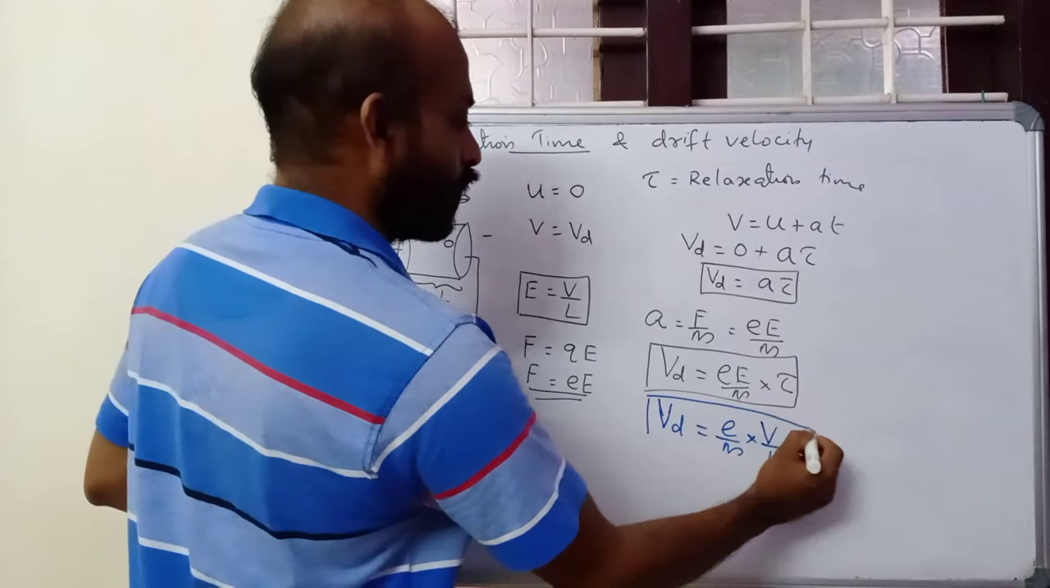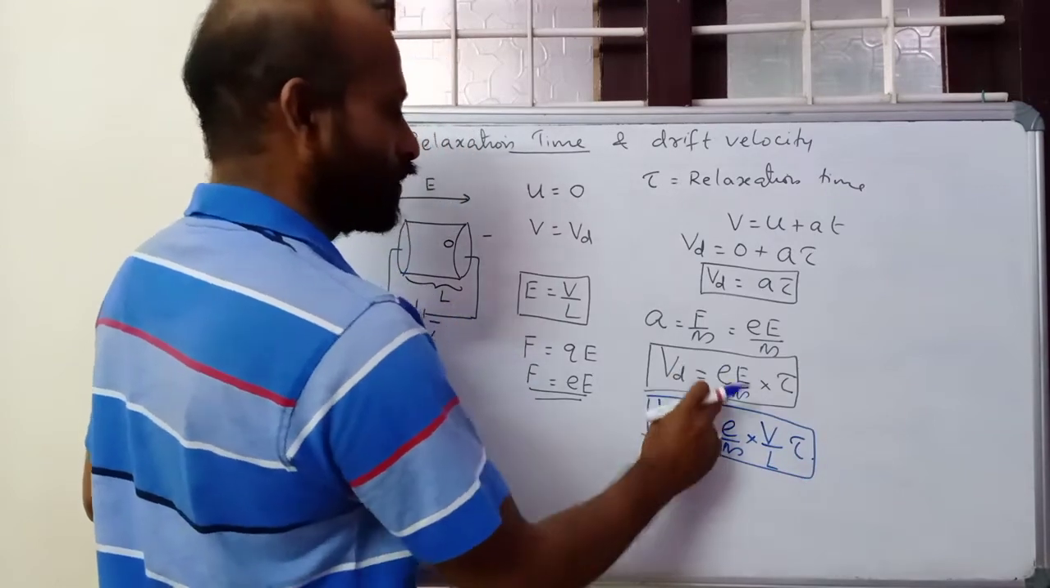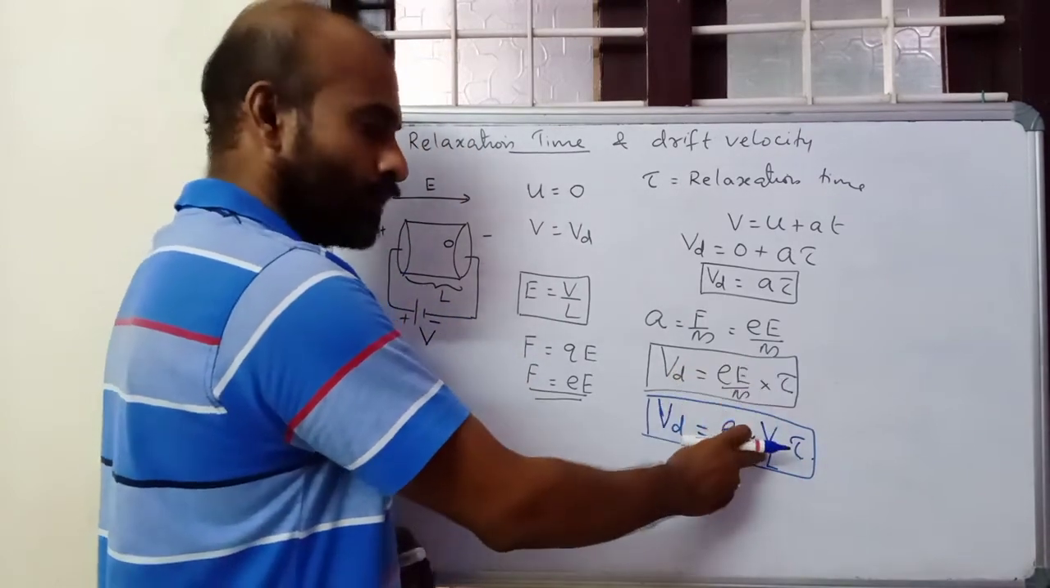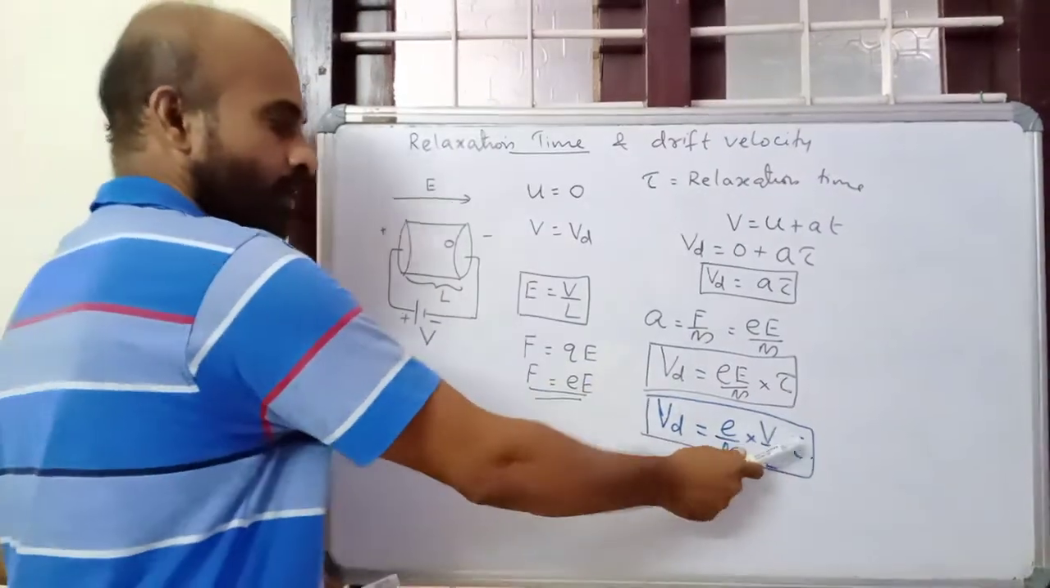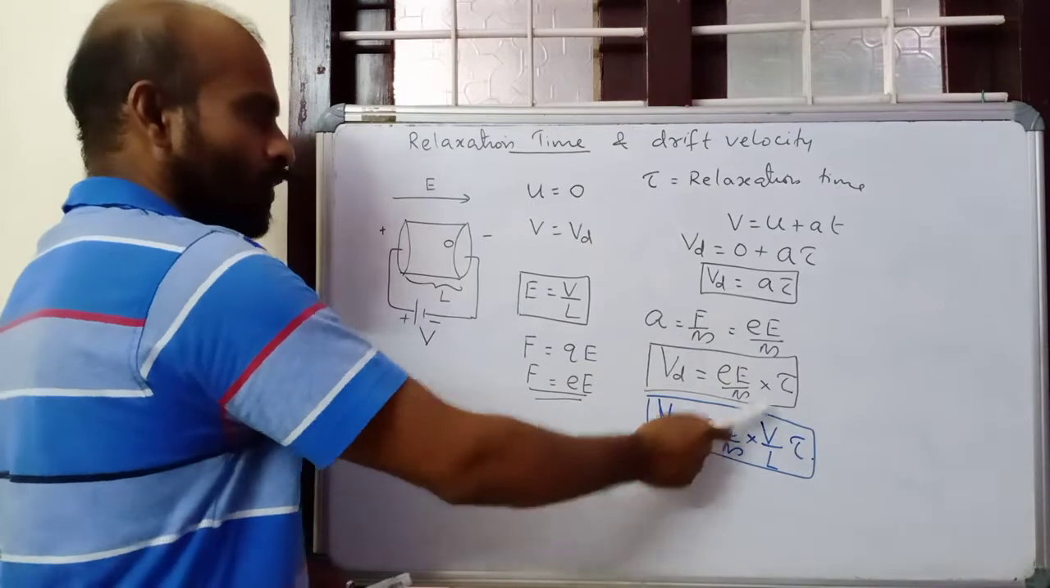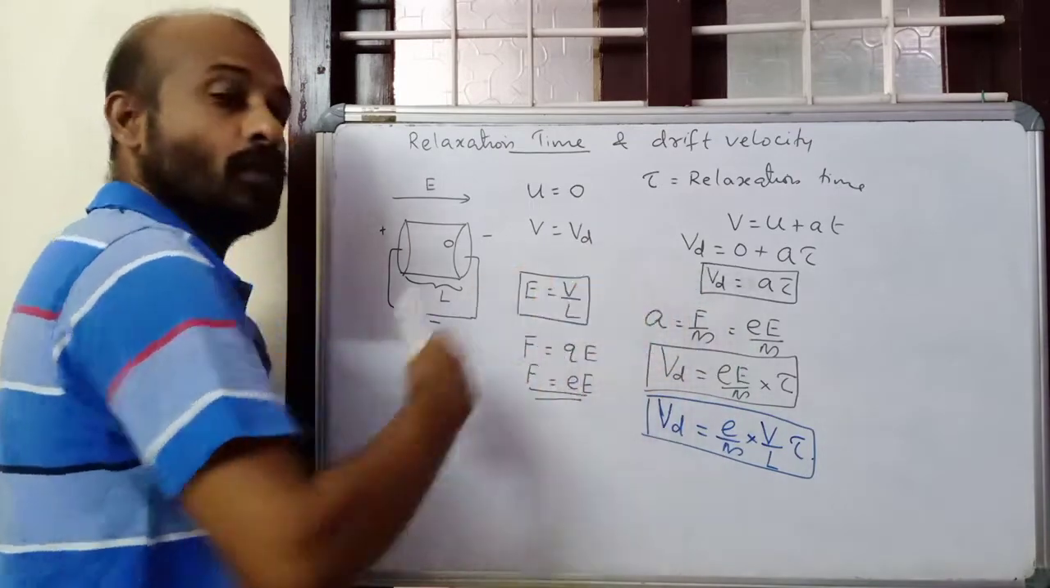So we can use either of these equations, either this or this. This is the equation in terms of electric field and this in terms of potential difference. This is the relation connecting drift velocity and the relaxation time. We have three equations. We can use either of these equations depending on the situation.